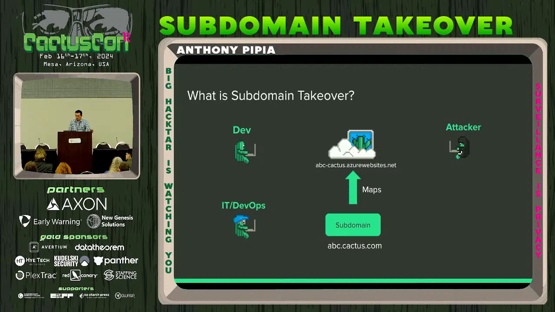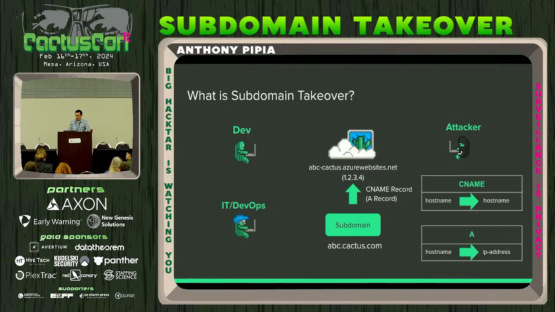But there is a slight caveat here. There are two types of DNS records that we want to talk about. There are CNAME records, which point host names to host names. So a CNAME record would be abccactus.com pointing to abc-cactus.azurewebsites.net. That's a CNAME record, which stands for canonical name. The A record points to an IP address.